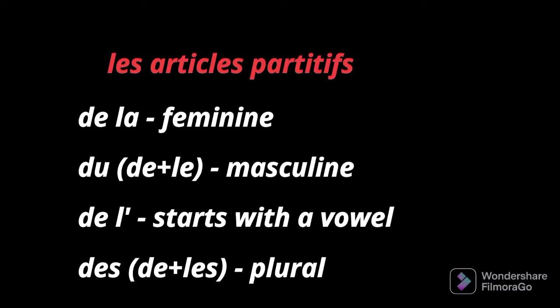These ones are de la, du, de l', and des. De la is the feminine article. Then we have du. Du is formed from de le, so du is the masculine article. Then we have de l', the article used before nouns that start with a vowel. And the last one is des, which is de les. That means it's the plural article. So these are the articles we are going to use as we learn about drinks today.